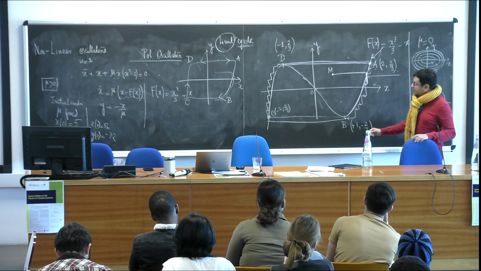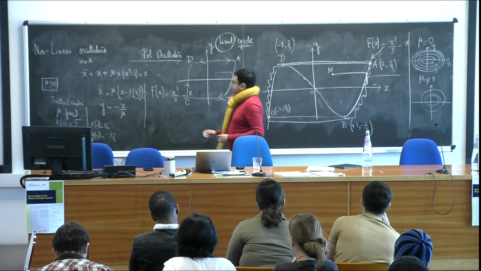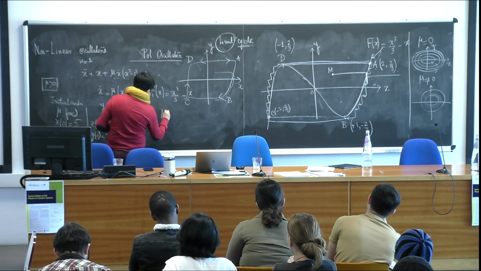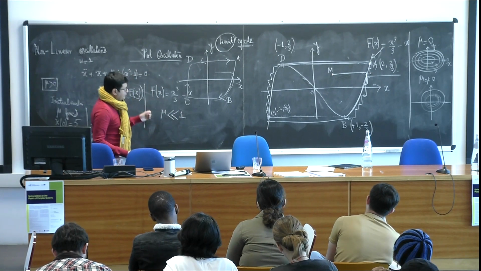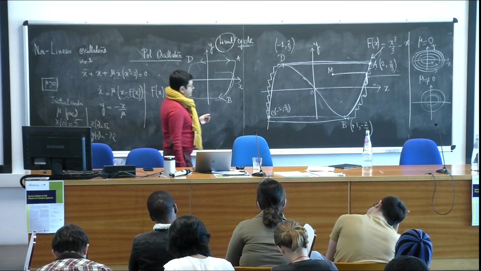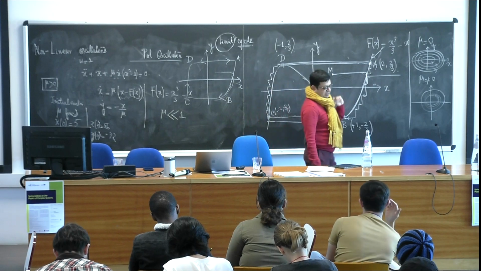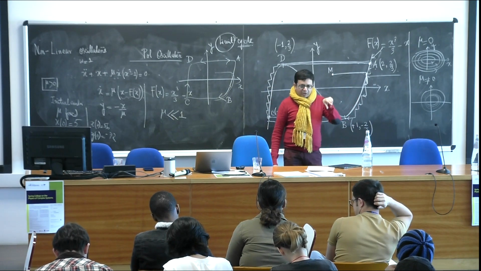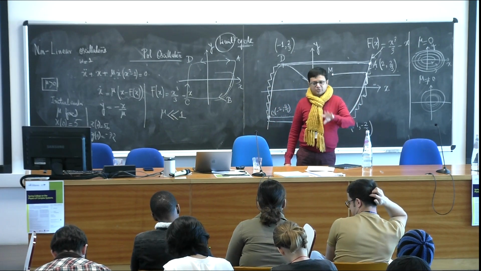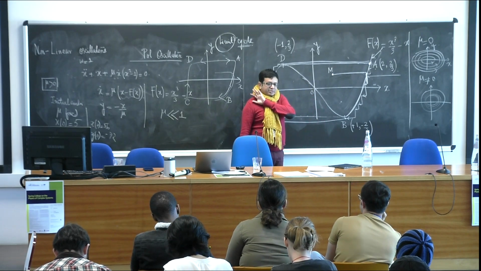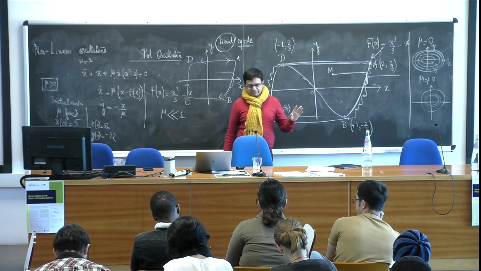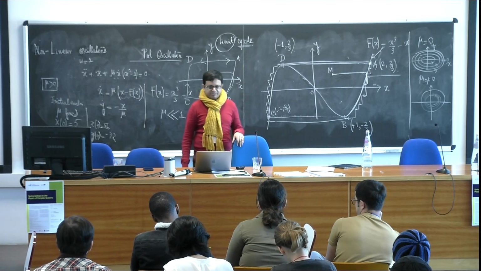And in fact, that is the reason why I urge you to go through the notes for mu much smaller than 1, to see if you can understand how one gets to the form of the limit cycle. You will find that it is almost a circle, but not quite. And when mu is equal to 0, there is no limit cycle. It is impossible because mu equal to 0 is a linear system.